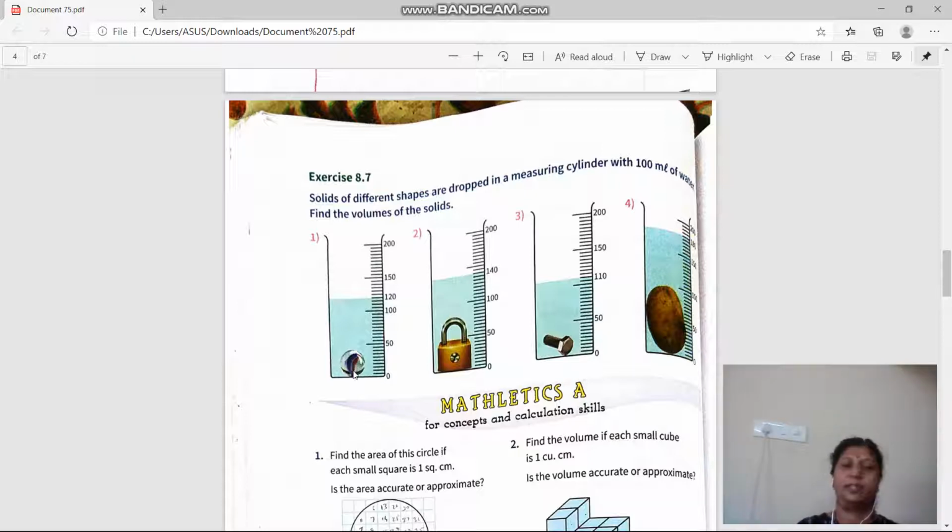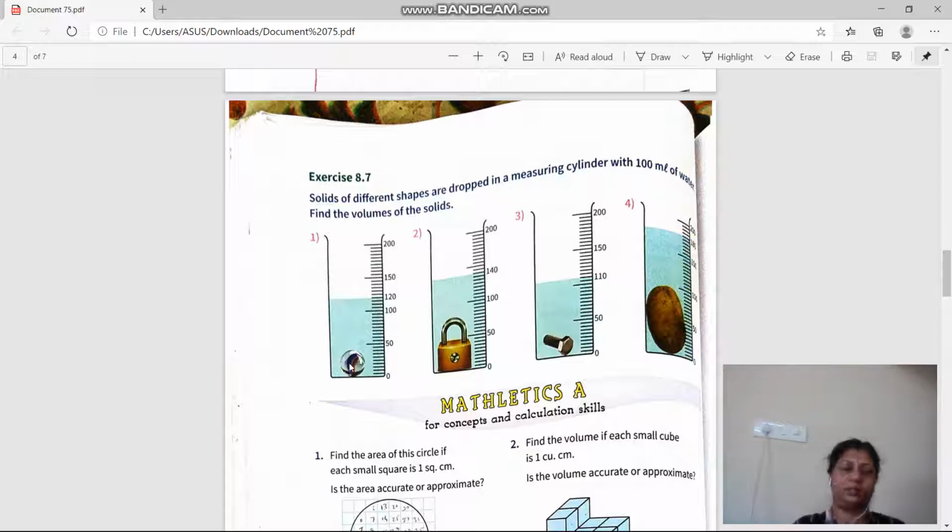So for measuring such types of objects, what we do is take the help of a measuring cylinder. First we have to know the initial reading. What is the initial reading? It is the first reading, when we have not dropped the object. So it is 100. See this. Each time the initial reading is 100 ml, and in the diagrams the reading shown is the increased value, or we can say it is the level when we dropped the object.